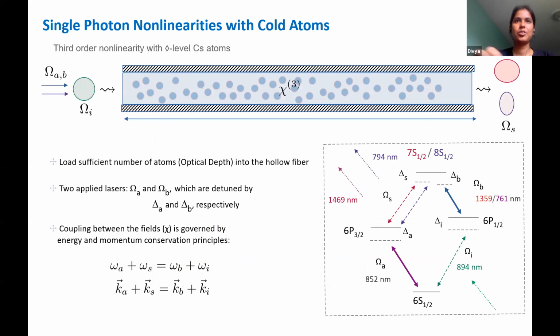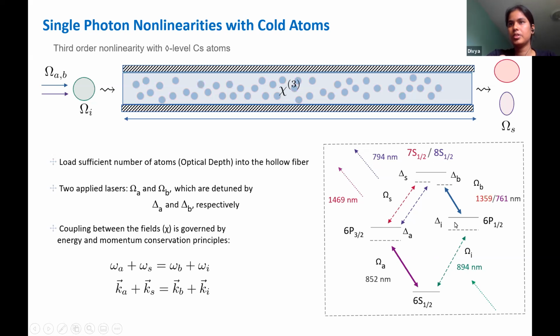Now coming back to my topic, this is the atomic system which has a third-order non-linearity, which allows us to drive these four wavelengths by a four-wave mixing process in this diamond scheme. In this case, this is the single photon phase. You want to convert this 894 to the other single photon state, around 794. If you choose the 8s level, you can convert it to 794. If you choose 7s, then you can convert to 1469.